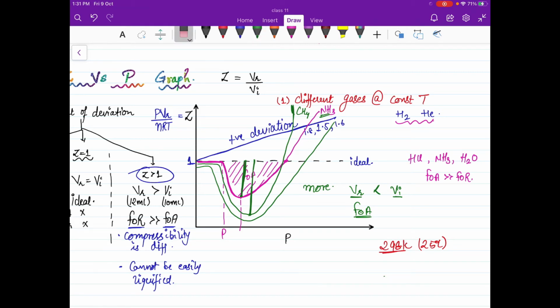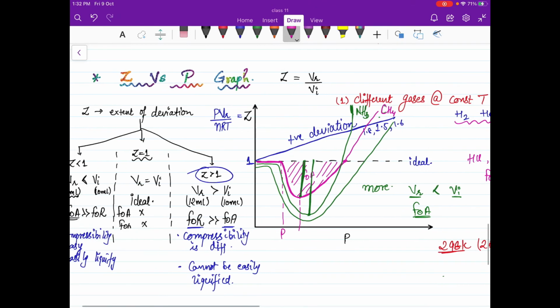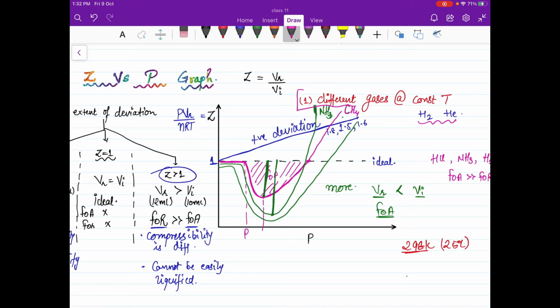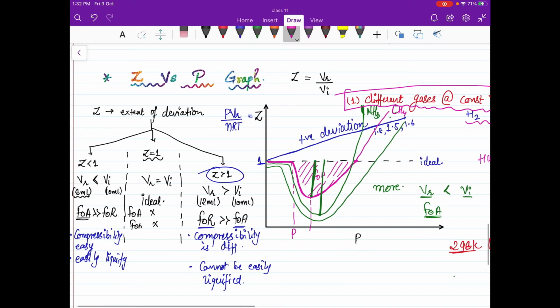Now this will not be the case in reality because NH3 has hydrogen bonding between the particles of NH3, whereas CH4 does not. So if I just want to make it a real scenario over here, I would do exactly the opposite of this. I would say the green gas over here is NH3 and the pink gas over here is CH4, because CH4 is less easily liquefied compared to NH3. So this was the graph of Z versus P, first case, that is nothing but different gases at constant temperature. Perfect. Now we are going to see the second case.